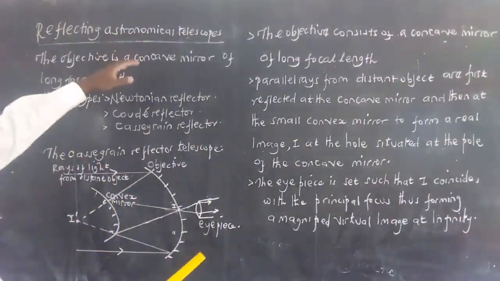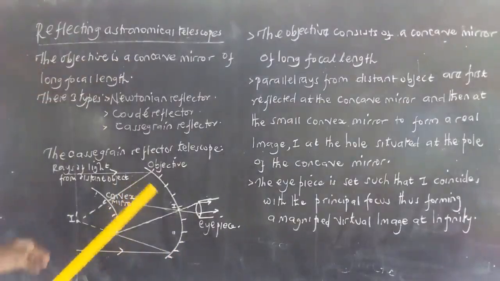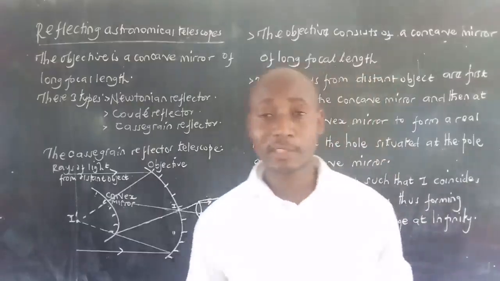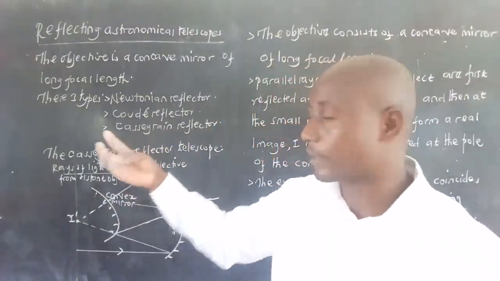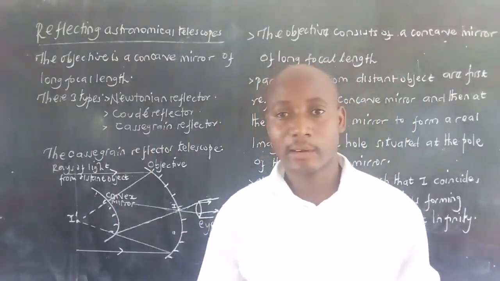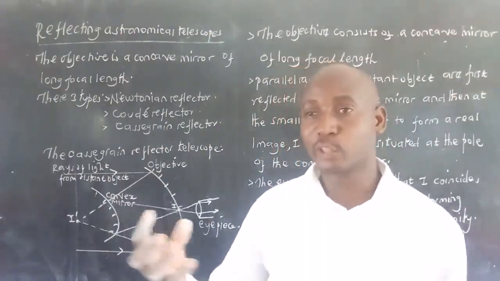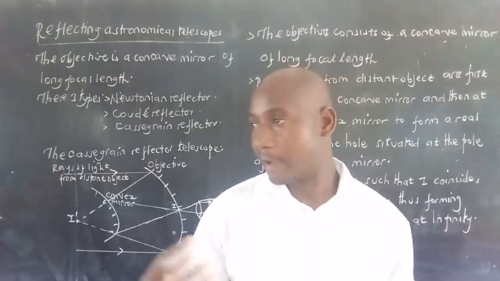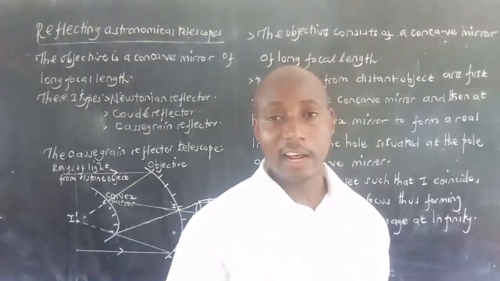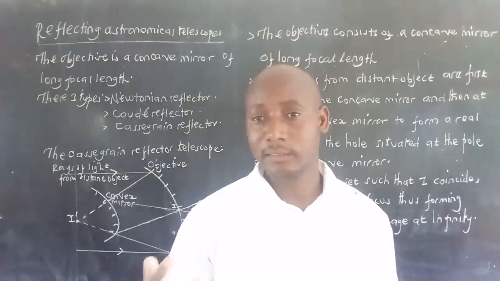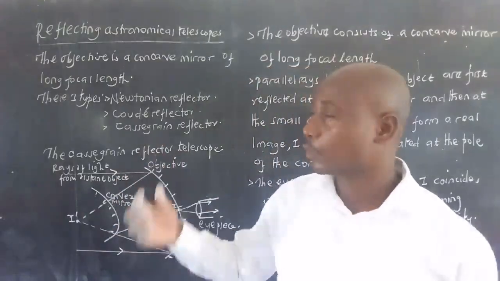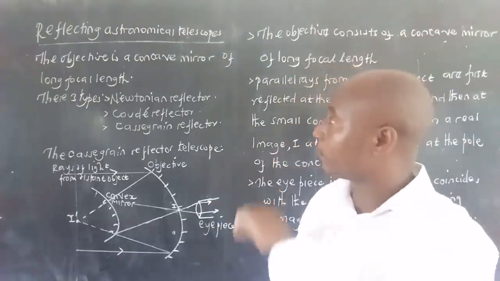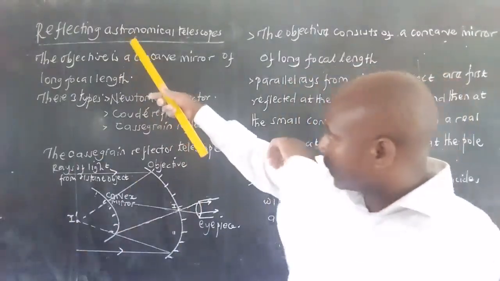Reflecting astronomical telescopes. Remember, we have optical instruments. We first looked at the eye, but these are instruments which help the eye in seeing. So we have microscopes and telescopes, and then others like the projector, the lantern, and the camera. We looked at microscopes, then telescopes. Telescopes can be refracting or reflecting.